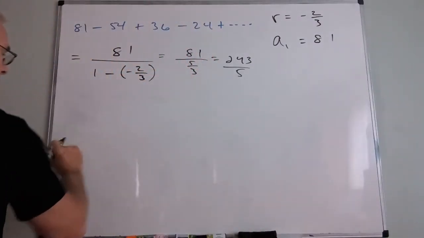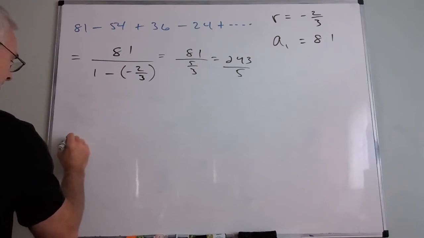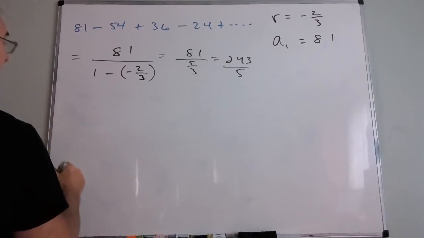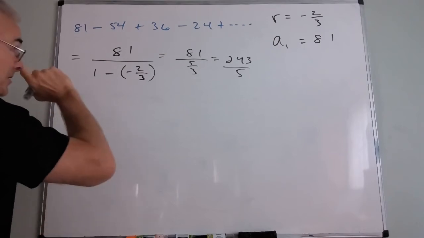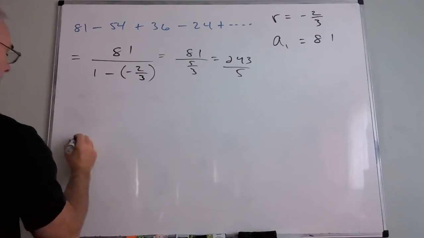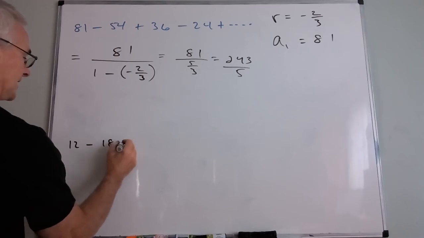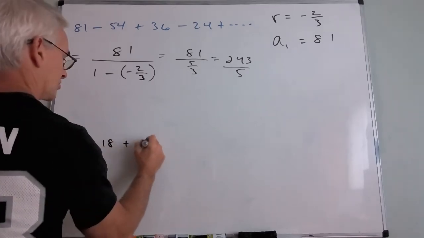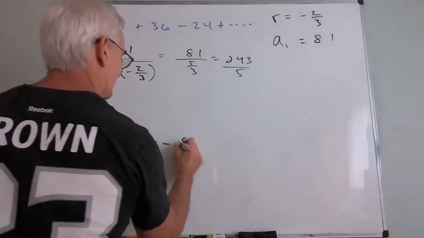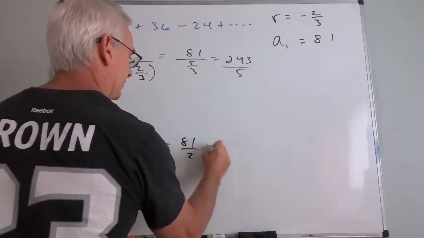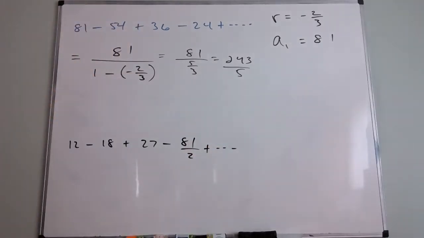All right, let's say I have 12 minus 18 plus 27 minus 81 halves plus forever, never, never, never.